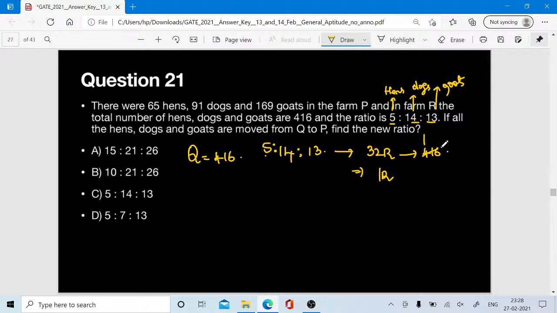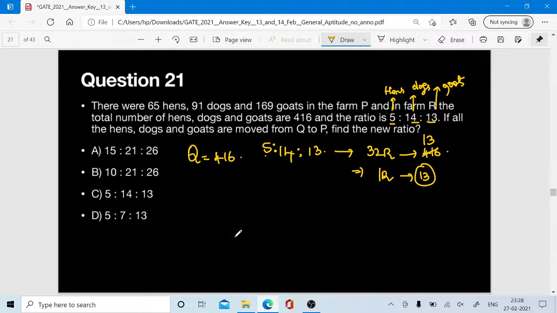So 416 by 32, how much are we getting, people? We are getting a total of 30, right? So 32 ones are 32. बचता कितना है? 9 बचता है 96. You guys know that 32 into 3 is 96, right? So 1 R is equal to 13. मिल गया मेरे को आंसर, right?